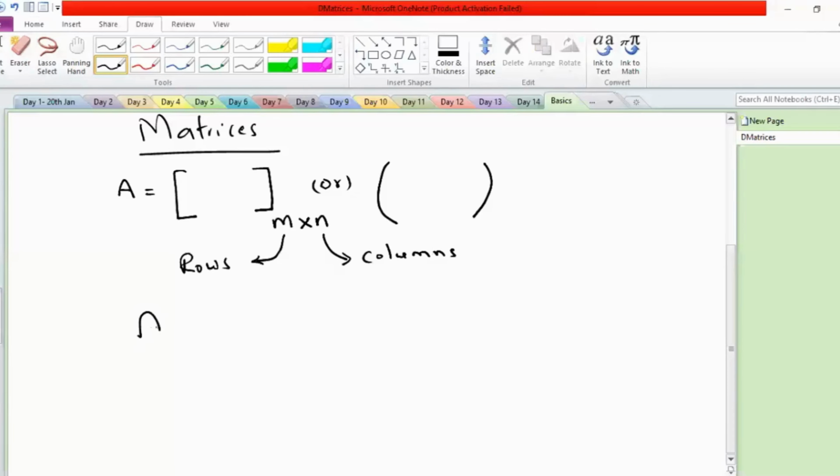So if somebody says I have a matrix called A, something like this, 1, 2, 3, 4, 5, 6, 7, 8, 9, each one is a row. This is row 1, row 2, row 3. And this is x1, x2, x3. That means column x1, column x2, column x3. You can name it anything that you want.